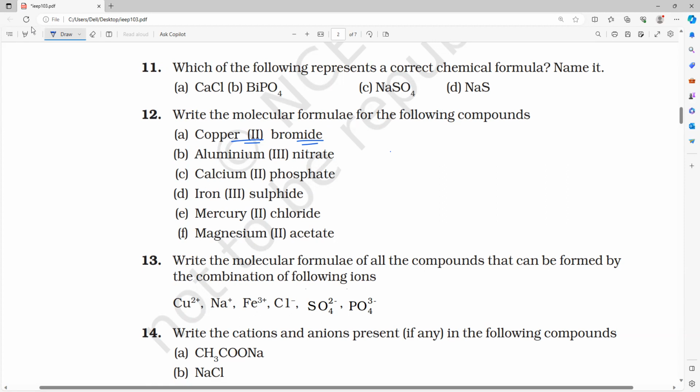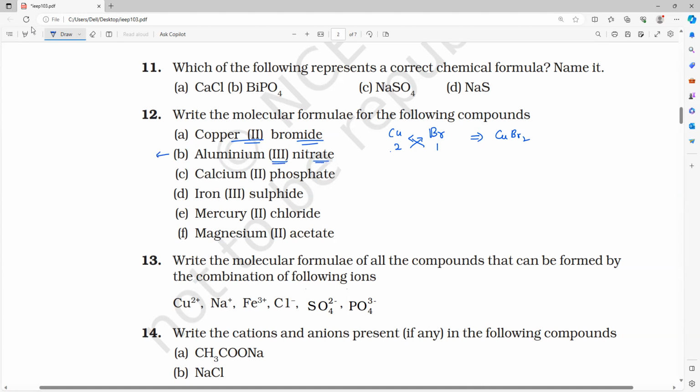Now copper 2 bromide. Copper and bromine, the symbol is Br. Copper, what is the valency, everybody? Copper is 2 and bromine is 1. If you do the crisscross, what formula will come, everybody? CuBr2. Clear?